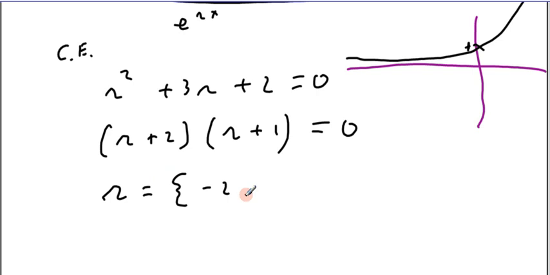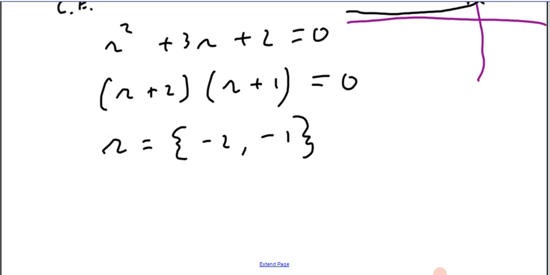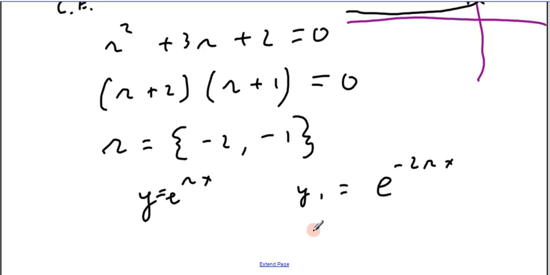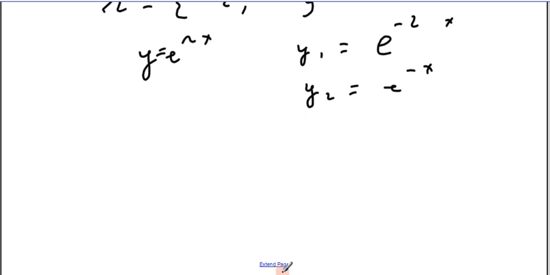Well, if r is going to be minus 2 and minus 1, that means y equals e to the rx has to have the same type of solution. So I've got y1, solution 1, e to the minus 2x. And then a second solution, y2, e to the minus x. And are these two things linearly independent?